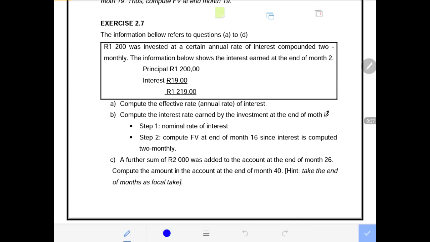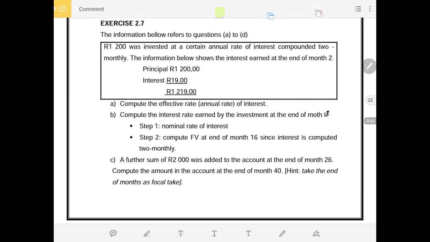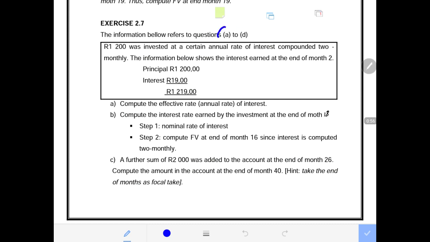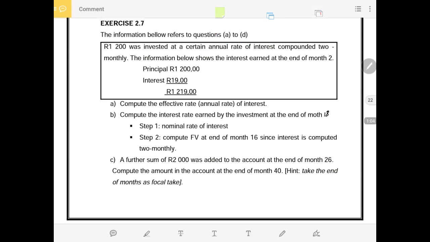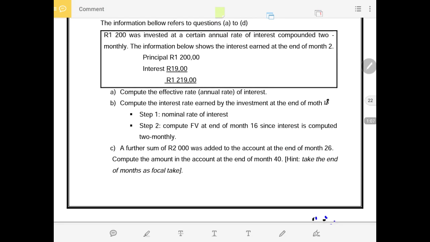And please again go back to the basics of compound interest, some of the concepts that I explained when it comes to compound interest, which I will be applying in this exercise. 2.7 says that the information below refers to questions A to D, and my intention is to do questions A to D as one batch. Then after, I will look at the following question and do that one also.